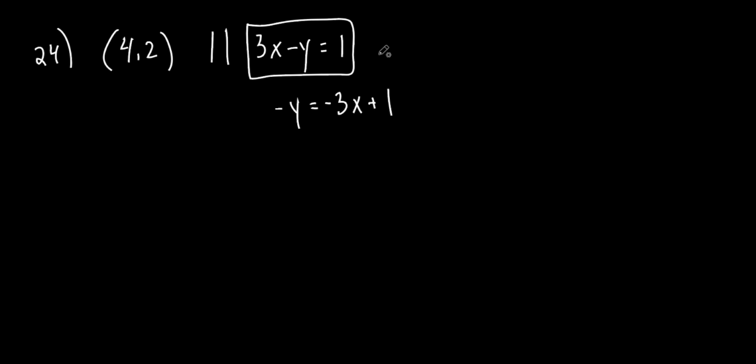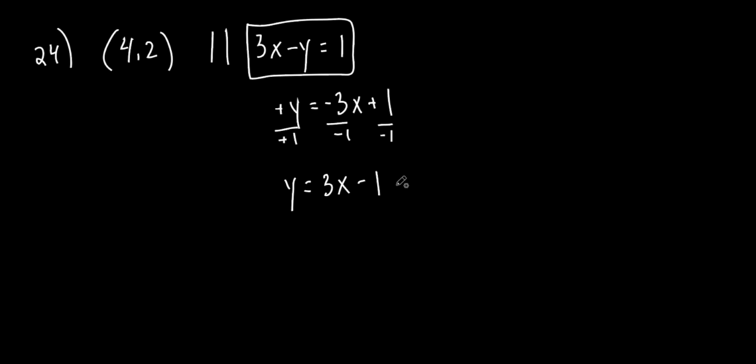Notice how I scooted the 1 to the right and stuck the negative 3x in between. And then divide everything by a negative 1, so I get rid of that negative sign. Divide that by a negative 1, divide that by a negative 1. This becomes a positive y. This becomes a positive 3x. Why? Because negative divided by negative. And this becomes what? A minus 1.